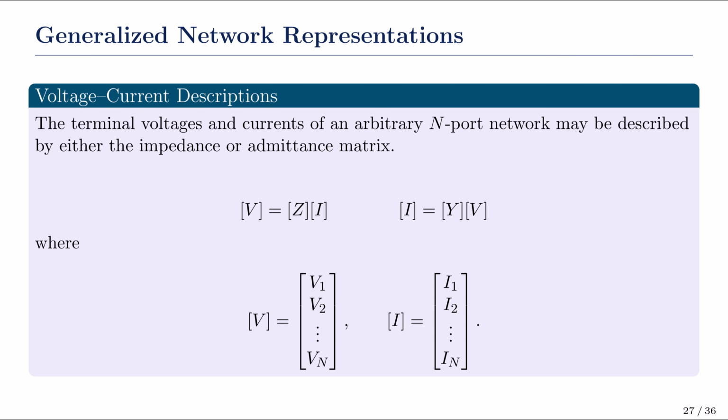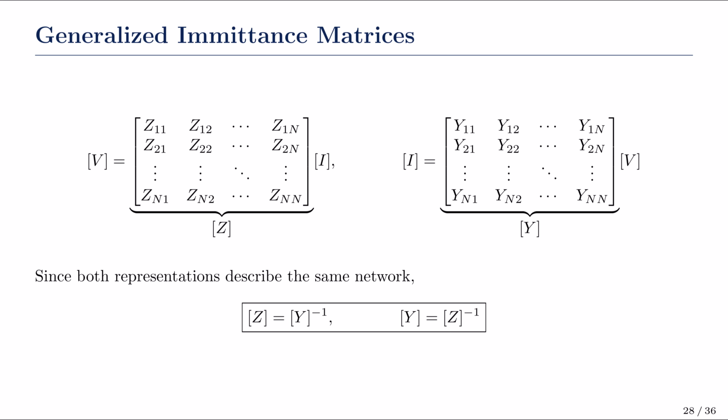Therefore, these equations remain identical in form to those already studied for two-port networks. Only the matrix dimension changes. This unified notation allows the same mathematical tools to be applied to networks containing any number of ports. Having introduced the vector equations, we can now examine the structure of the generalized impedance and admittance matrices. The generalized impedance and admittance matrices are square matrices of order n. Each element describes the electrical interaction between two ports.